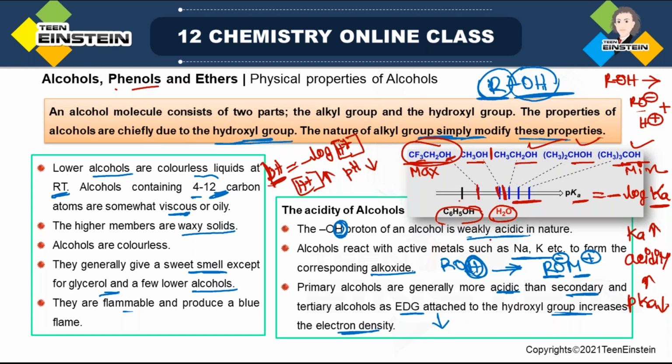So as we have mentioned, they are very weakly acidic in nature, and that you can easily understand here, because they are even less acidic than water. That means they are very mild acids, right?